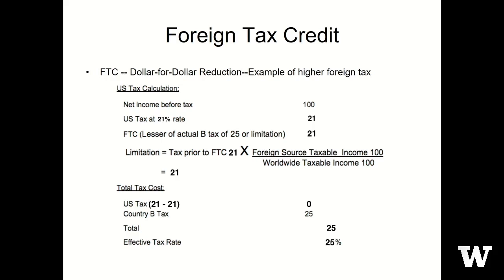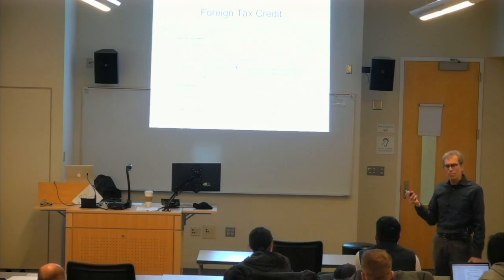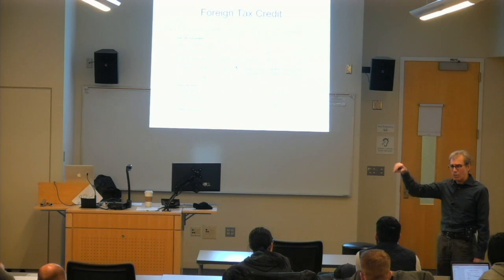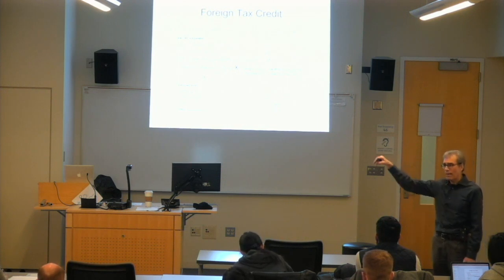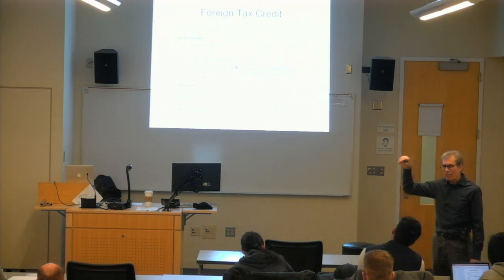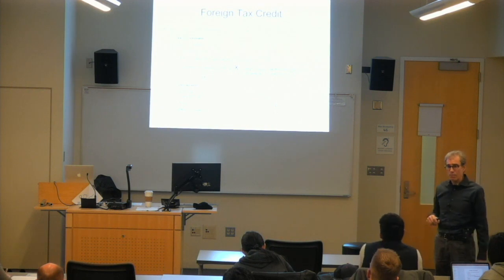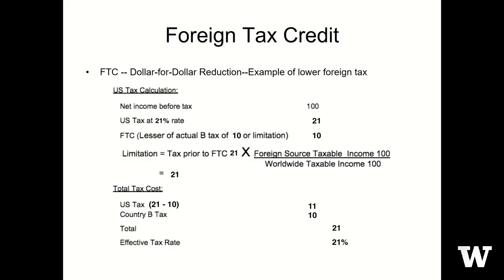Gee, why 25? Why shouldn't it be 21? Because the U.S. rate is 21. Well, we said the foreign rate was 25. The U.S. rate is 21. The foreign tax credit mechanism leaves the taxpayer economically bearing the higher of the two country rates. If the foreign rate is higher than the U.S. rate, then that foreign rate is the economic cost to the taxpayer. If, on the other hand, I think I have an example of a lower foreign tax where the foreign tax is only 10%, then the economic cost to the taxpayer ends up being the U.S. rate because it's higher.